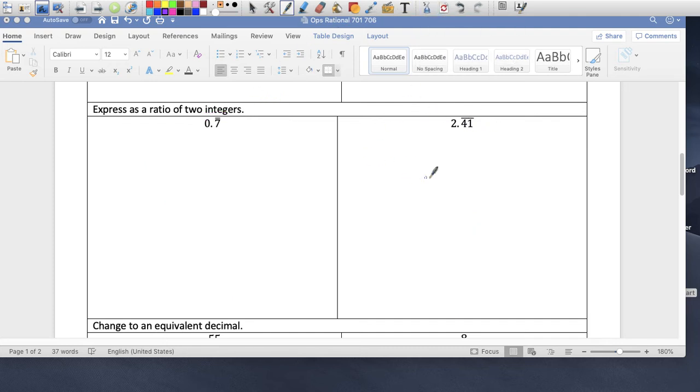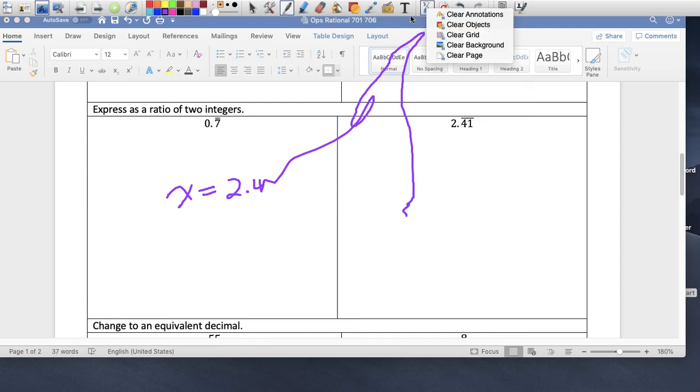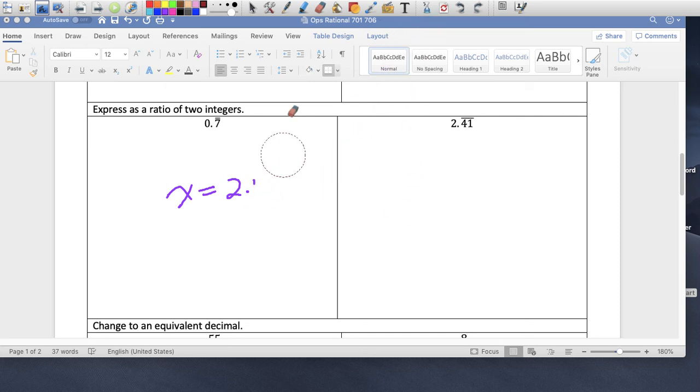Next one, 2.41 bar notation. Again, let's set this up, and I guess I'll write it here. x equals 2.41 bar notation. And again, I'm going to write what that means. It's 2.41, 41, 41, etc., forever and ever.